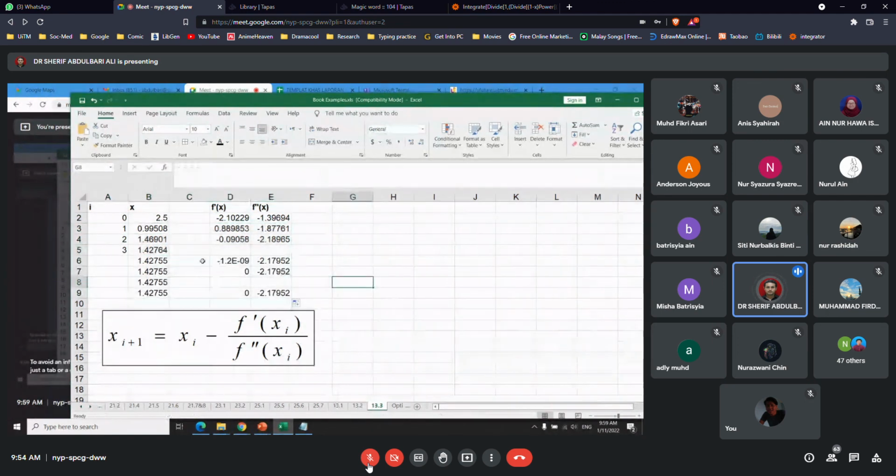At the end, you are going to see that the more you iterate, the more the value is not going to change, as you can see from here, 1.42755 is going to be stuck here.